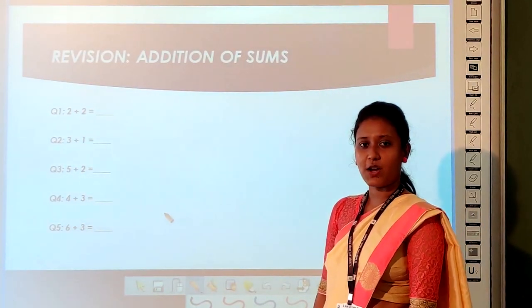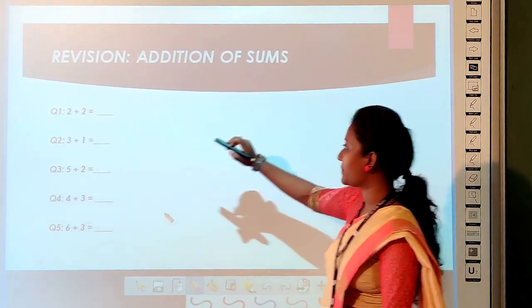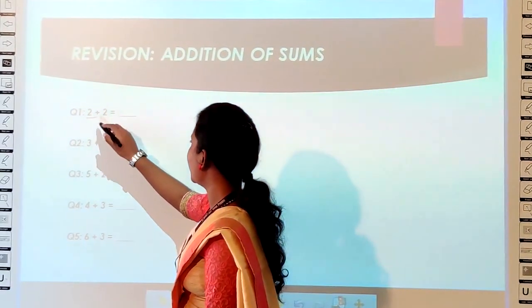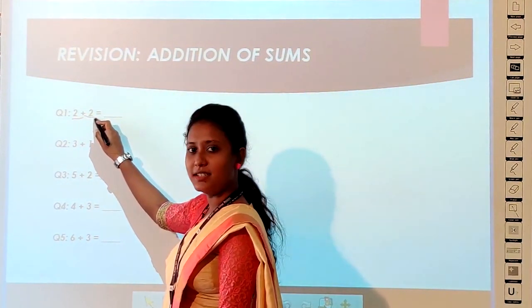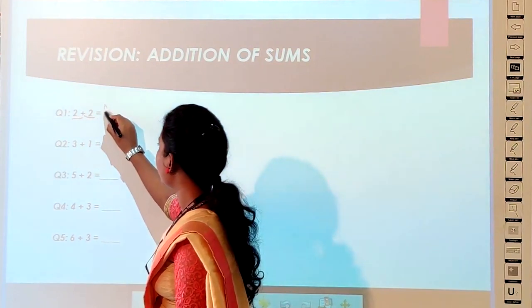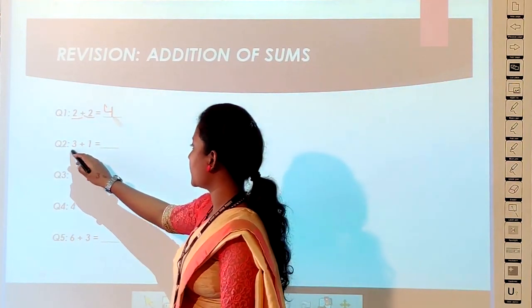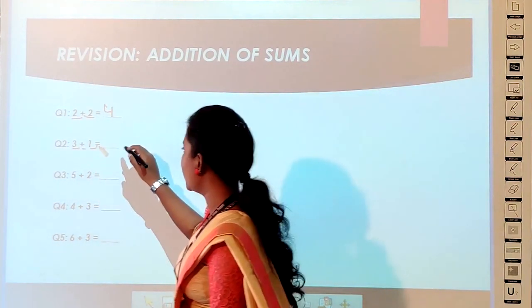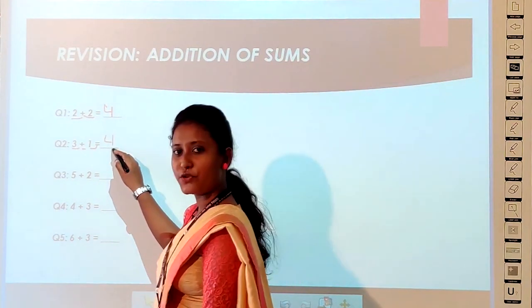Okay, so now we will revise the addition of sums. 2 plus 2. What will be the answer? 4. 3 plus 1 is equal to 4.